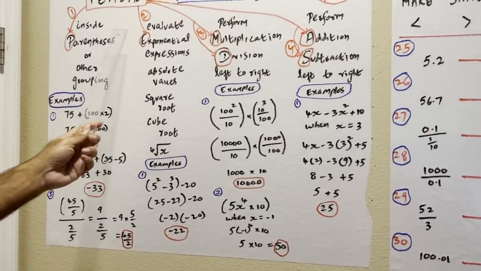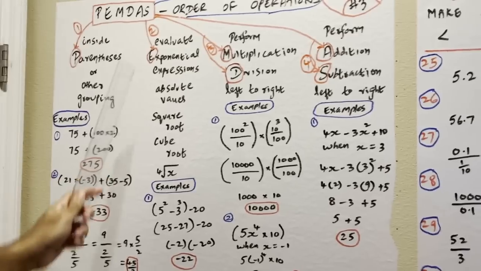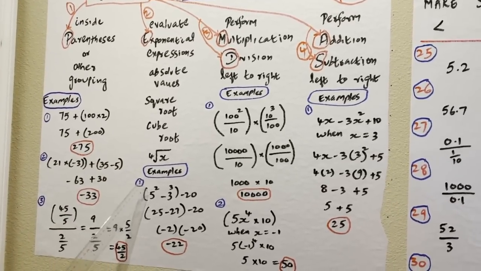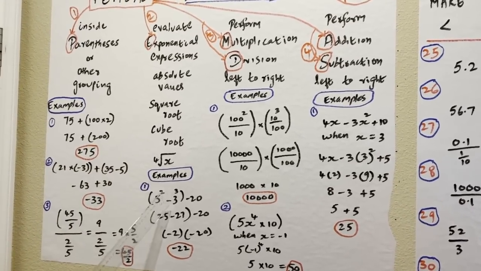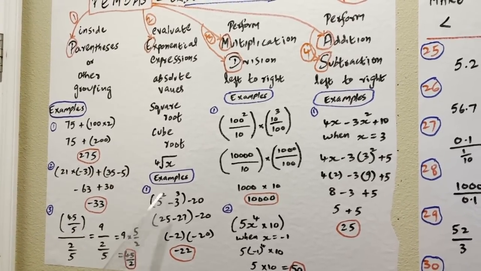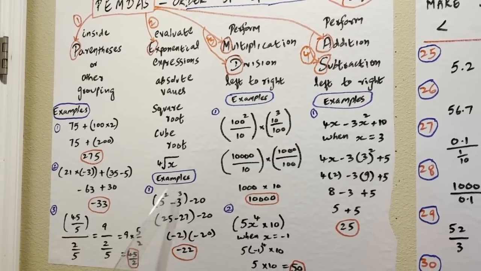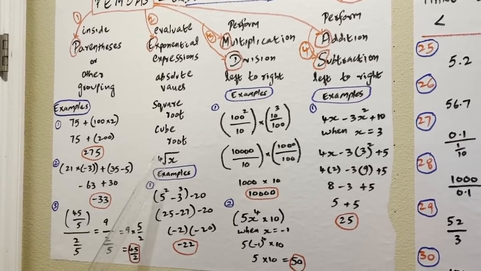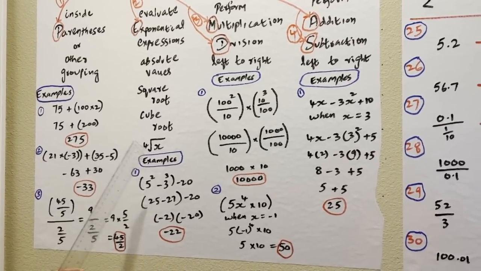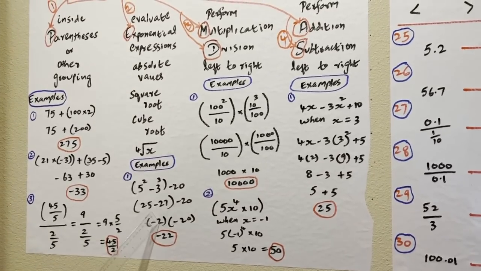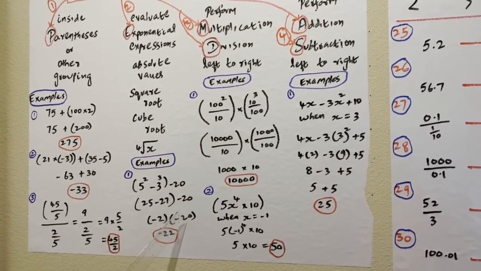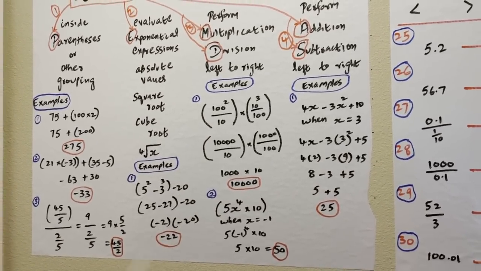Let's move on to the exponential expressions. Example: 5 to the power 2, minus 3 to the power 3 in parentheses, minus 20. So this is in parentheses, we have to evaluate that. And then exponent: 5 to the power 2 is 25, 3 to the power 3 is 27, negative 2. Negative 20, so negative 22.